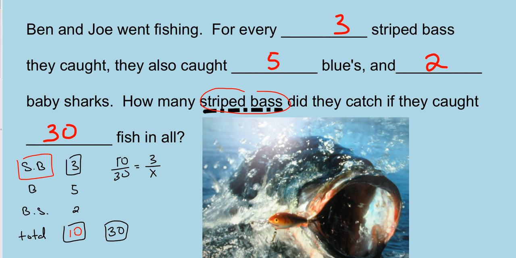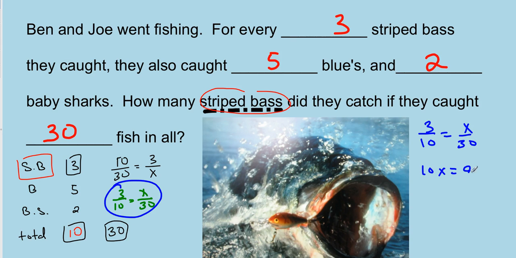Anybody think of a different proportion you can write? Yep. 3 over 10 equals x over 30. Yep, you can write 3 over 10 equals x over 30. Either one of those proportions would work perfectly. And I'm going to use this one on the side. So I got 3 over 10 equals x over 30. I can cross multiply. I got 10x equals 90, and x is equal to 9. So how many striped bass did they catch if they caught 30 fish in all? 9 striped bass.